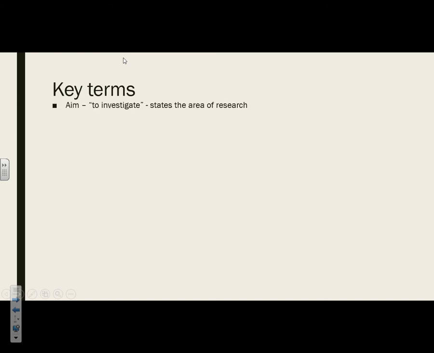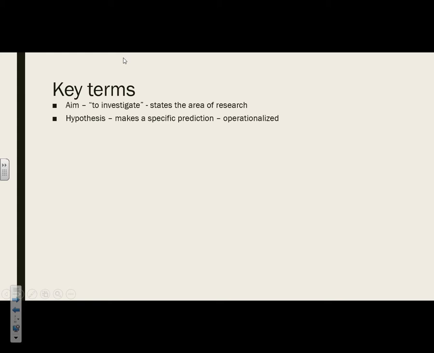Okay, so aim: to investigate, and it states the area of the research. Hypothesis: it makes a specific prediction and must be operationalised. What it says on the spec is that you need to know the aim and the hypothesis, but also what they are. The term aim always says to investigate, hypothesis always makes a prediction, but you must also be able to tell me the difference between the two.